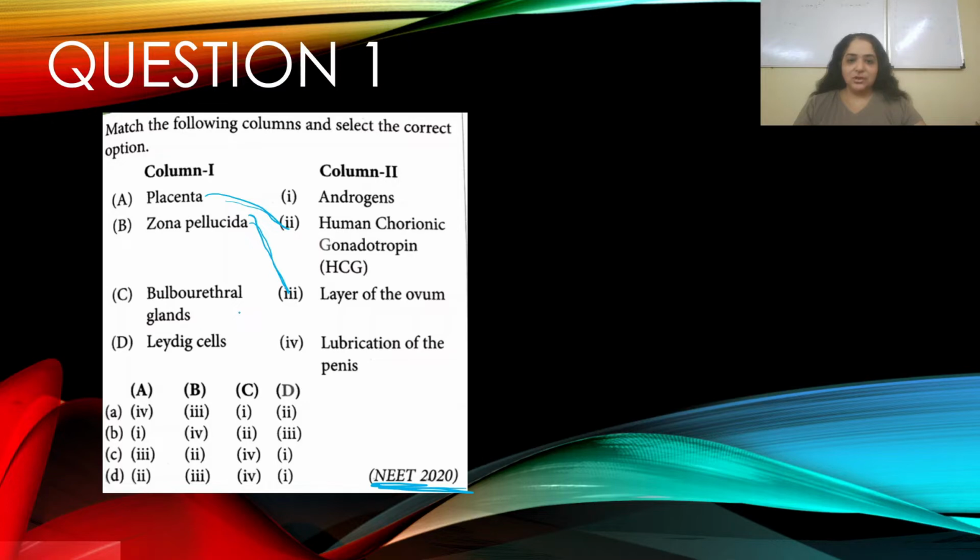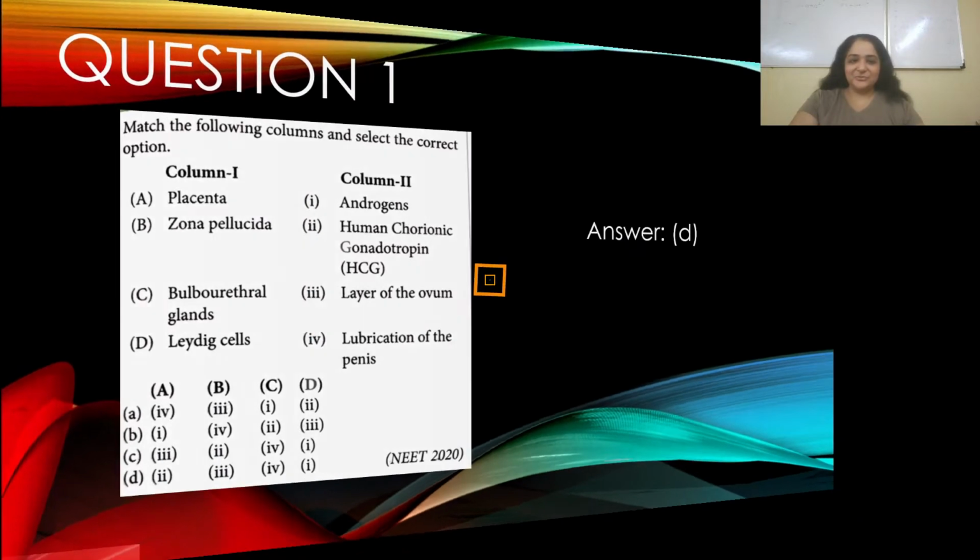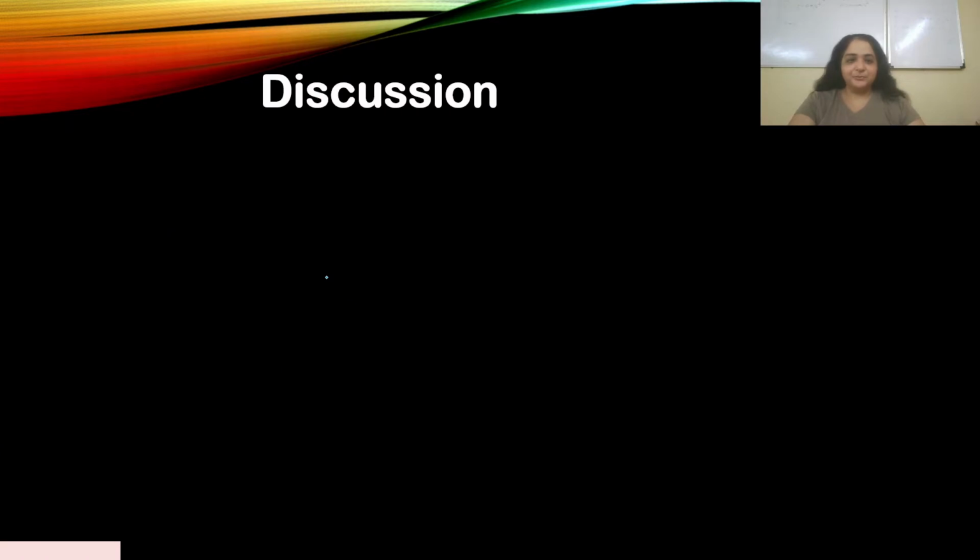Bulbourethral glands, also known as Cowper's glands, secrete mucus inside the penis. So lubrication of the penis. And Leydig cells secrete androgens, yes, mainly testosterone. All right, so you have A2, B3, C4 and D1. All right, so your answer is D. Pretty direct and simple. Let's look at the discussion. Okay, so let's look at the discussion.